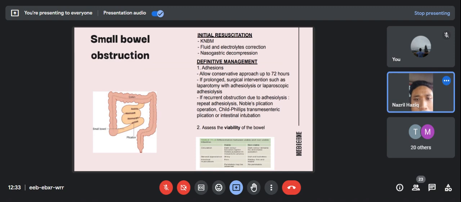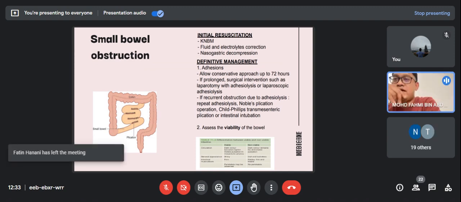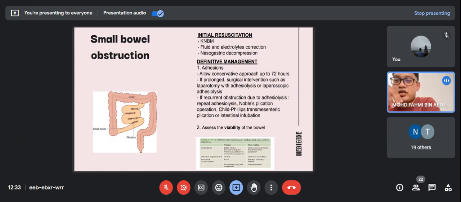Okay. So for small bowel obstruction, just now we inserted a nasogastric tube, right? What are the principal indications of a nasogastric tube that you know? In this case, why do you insert a tube in obstruction? To decompress the bowel. Okay, one more. What are the functions of the tube that you know? To give nutrition and also medication. To give medication is not right actually.